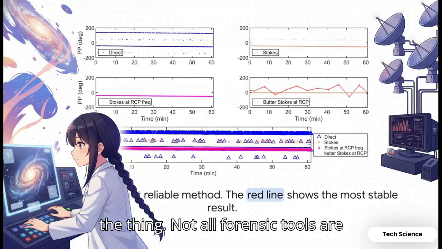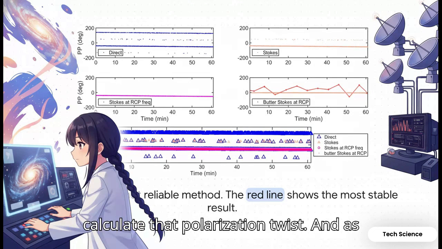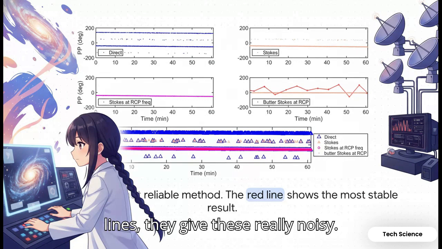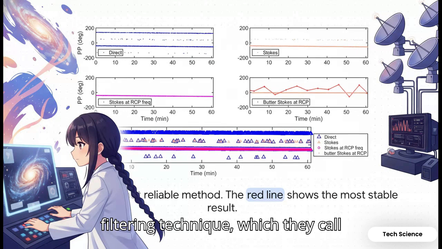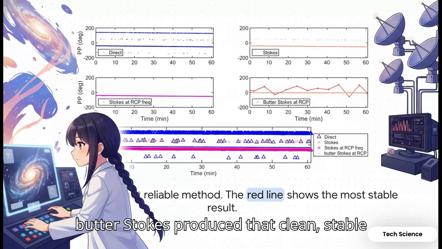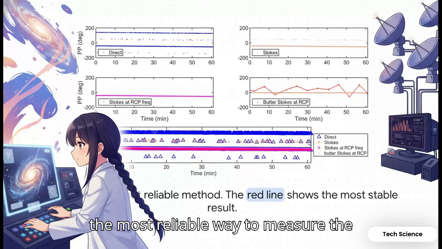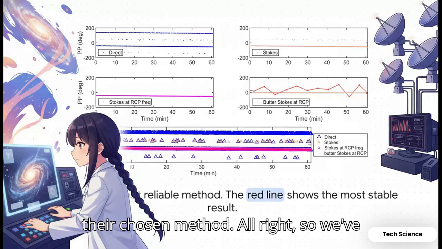Okay, but here's the thing. Not all forensic tools are created equal, right? So the scientists tested a bunch of different methods to calculate that polarization twist. And as you can see in these charts, most of the methods, those are the blue and pink lines, give these really noisy, scattered results. But one specific filtering technique, which they call Butter-Stokes, produced that clean, stable, red line at the bottom. This proves it's the most reliable way to measure the twist in their test data. So this becomes their chosen method.